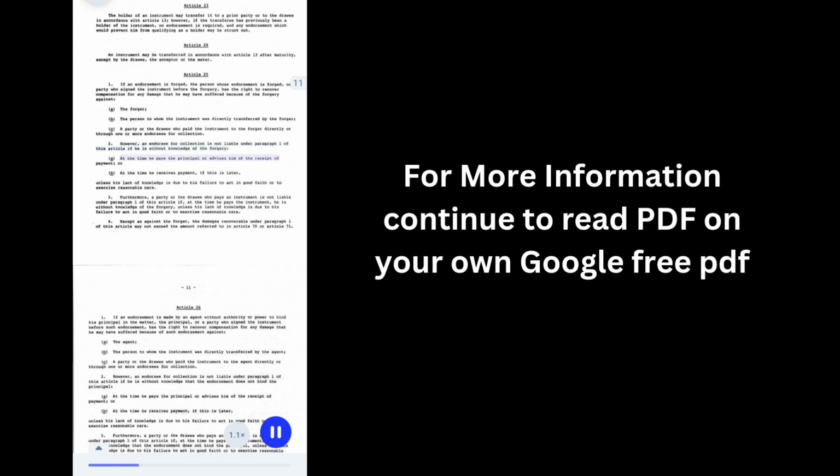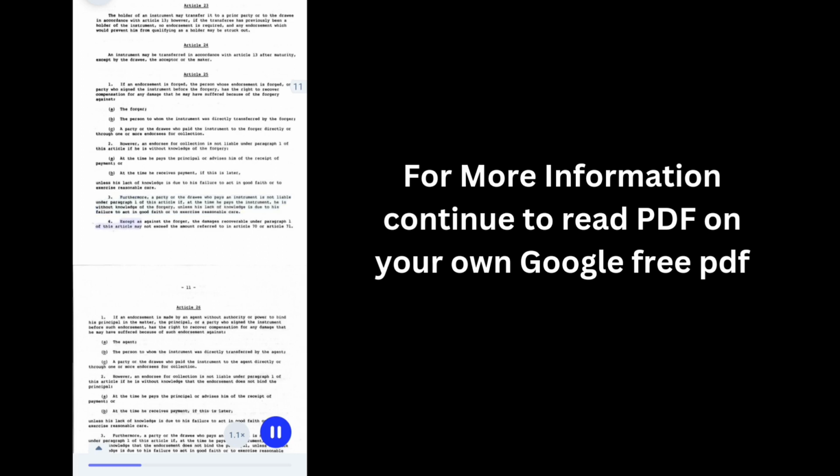at the time he pays the principal or advises him of the receipt of payment, or at the time he receives payment, if this is later, unless his lack of knowledge is due to his failure to act in good faith or to exercise reasonable care. 3. Furthermore, a party or the drawee who pays an instrument is not liable under paragraph 1 of this article if, at the time he pays the instrument, he is without knowledge of the forgery, unless his lack of knowledge is due to his failure to act in good faith or to exercise reasonable care.